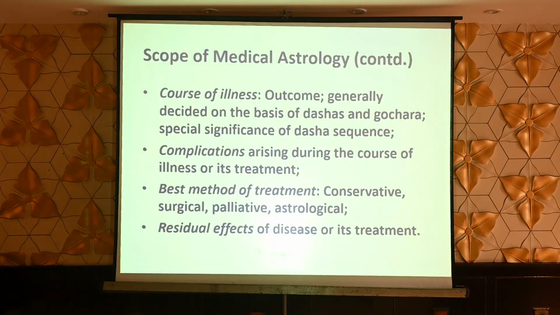You can also think about the best method of treatment: conservative, surgical, palliative, astrological. And we strongly advocate that you do not prescribe the astrological remedies exclusively, only in preference to other treatments, because if you have any standard, well-established scientific treatment available for an illness, then astrological treatment should not be a substitute for that. So this can be an addition, this can be a complementary thing, but certainly not an alternative. And then you can also understand the residual effects of disease or its treatment astrologically.